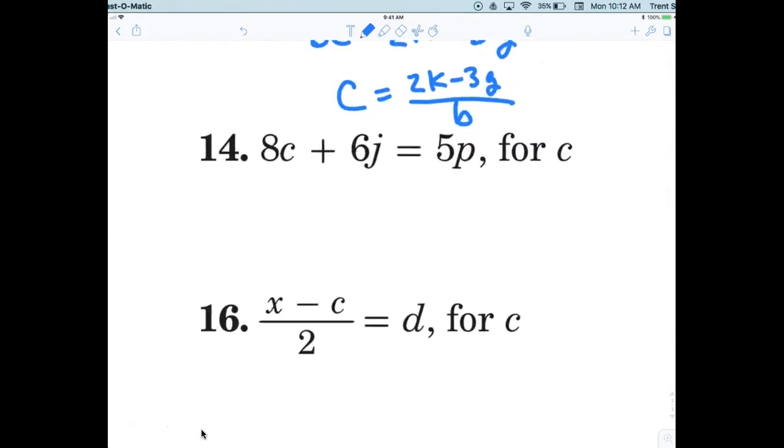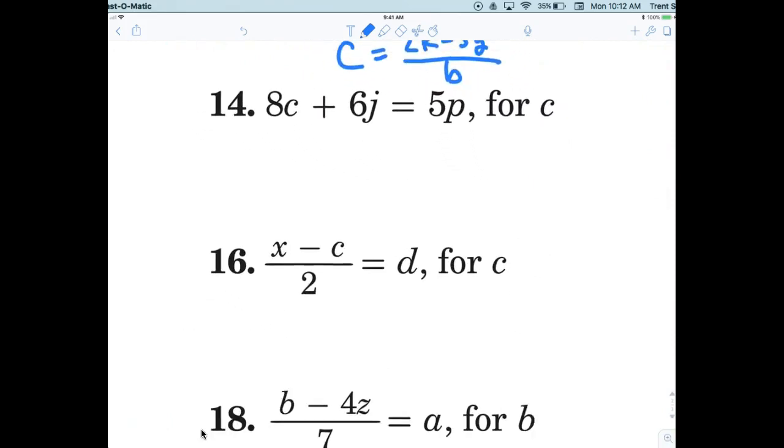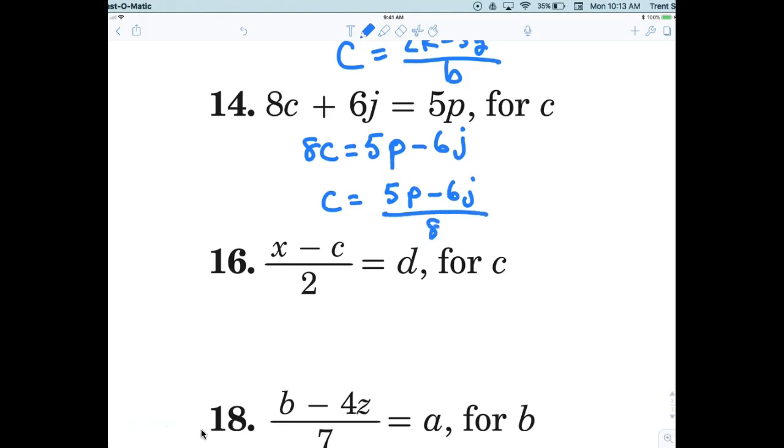All right. Who else wants to give it a shot? Who else hasn't said something today? Yeah, go ahead. So it would be 5p minus 6j equals 8c. Okay, hold on. So 8c equals, tell me again. 5p minus 6j. Beautiful. Now what? And then divided by 8 and divided by 8. That would be 5p minus 6j over 8. Exactly correct. All right. Totally happy with that.